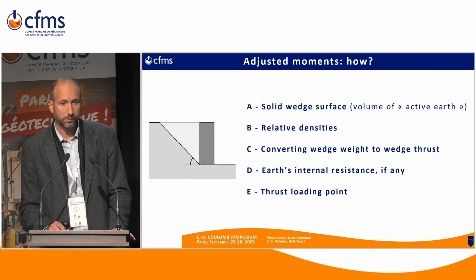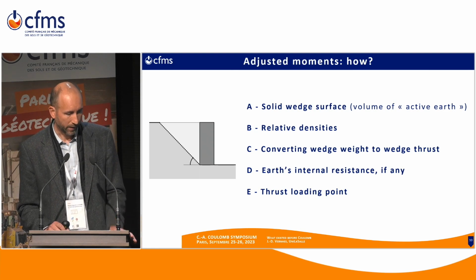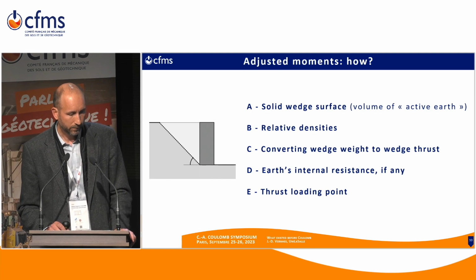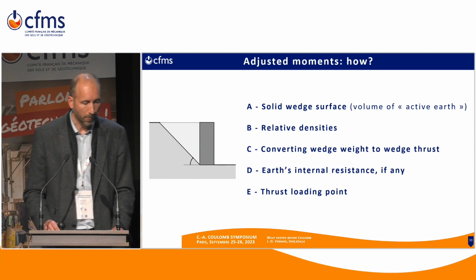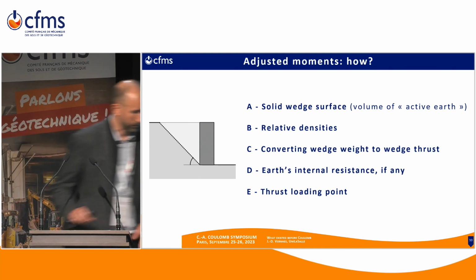So then, to continue analyzing the 18 theories as a whole, I've found mainly 5 parameters that can help to describe them as a whole again. The solid wedge surface, the relative densities, converting wedge weight to wedge thrust, Earth's internal resistance, if any, and thrust loading point.